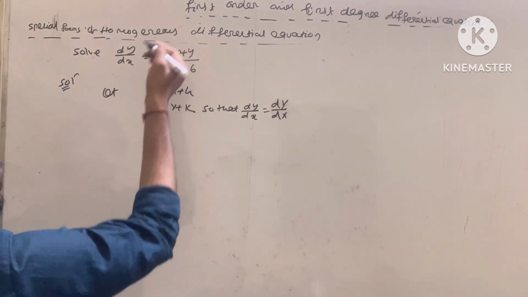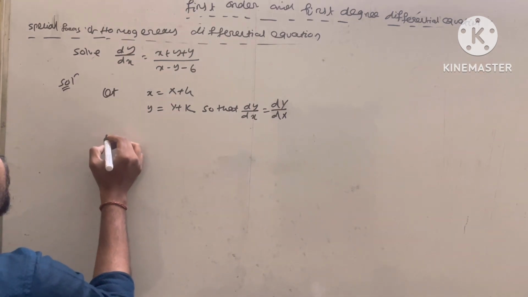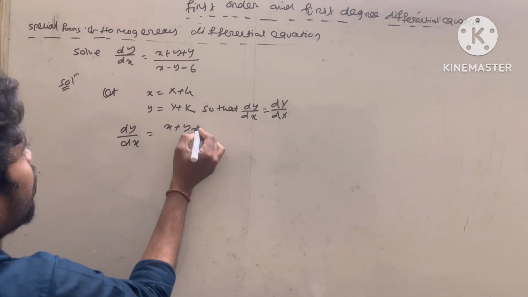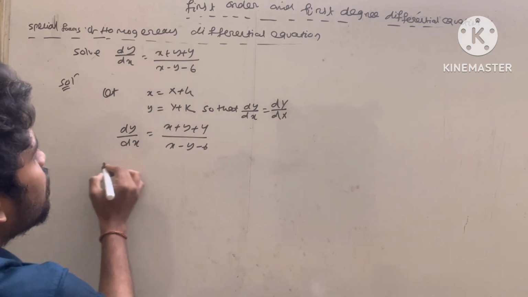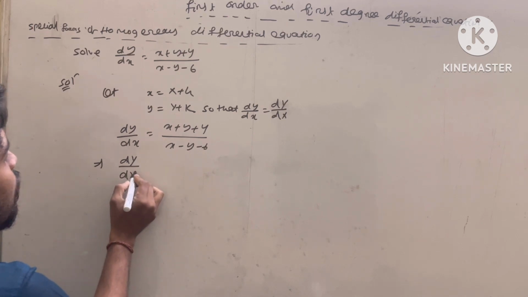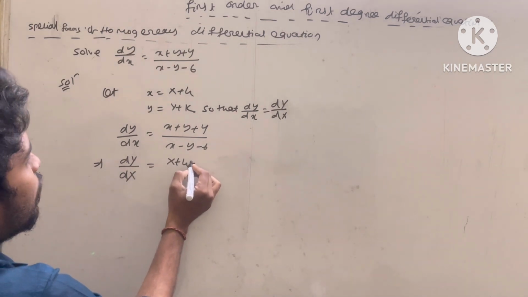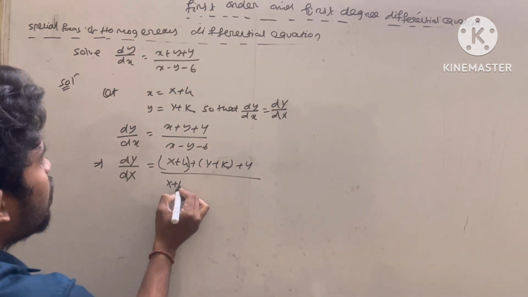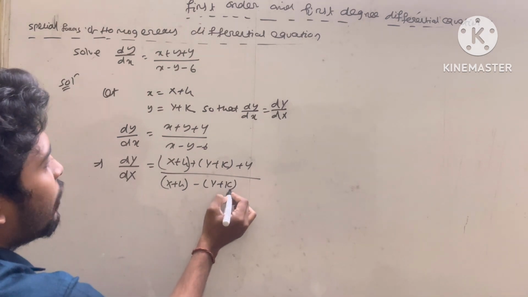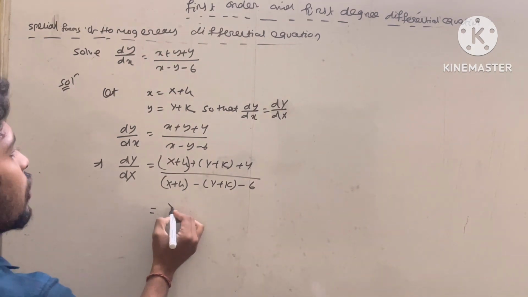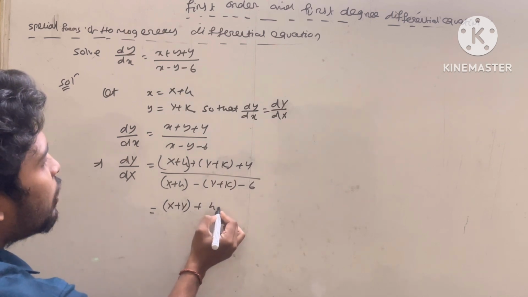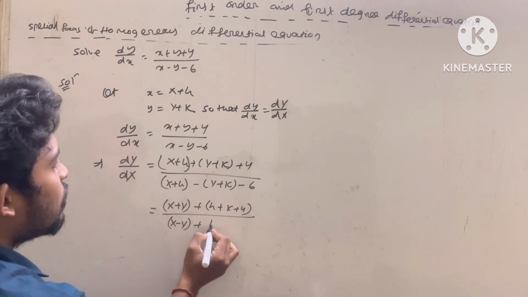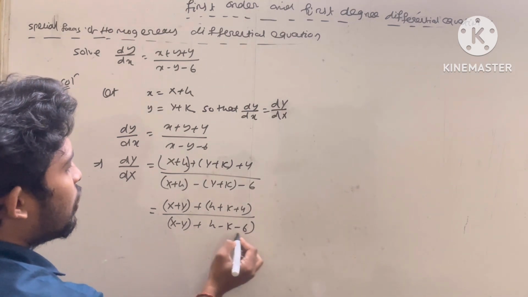Okay, now I have to put in the given equation. Now this is dy by dx. Small dy by dx is (x plus y plus 4) by (x minus y minus 6). It becomes capital dY by dX. Okay, this is (X plus h) and this is (Y plus k) plus 4, and this is (X plus h), this is (Y plus k) minus 6. Okay, so this becomes (X plus Y), (h plus k plus 4), and this one is (X minus Y) and this is (h minus k minus 6).